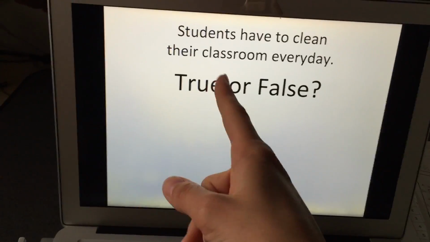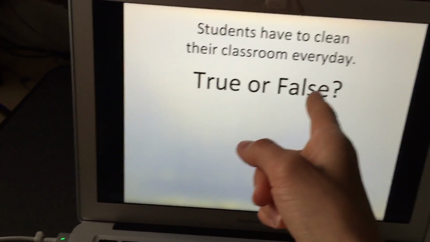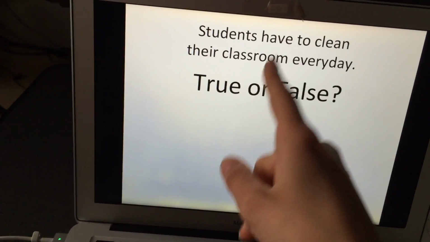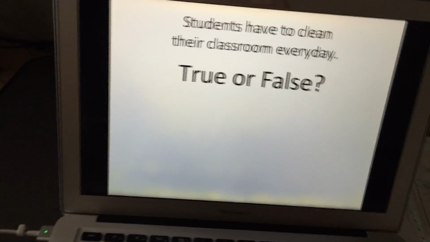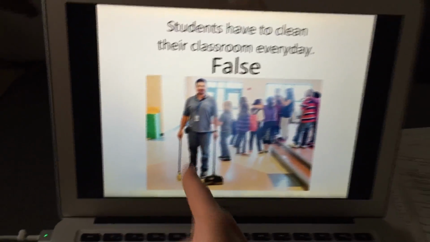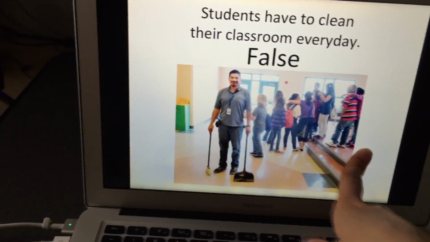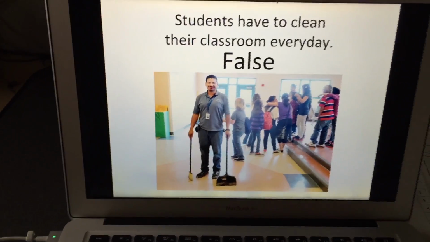And the last bonus is, students have to clean their classroom every day. True or false? In Japan, the kids have to clean the classroom, the school, and the outside of the school. In Canada, they do not. This is false. There is a janitor that comes in and cleans up the entire school. And when the kids hear this, they're like, oh, they're so lucky.